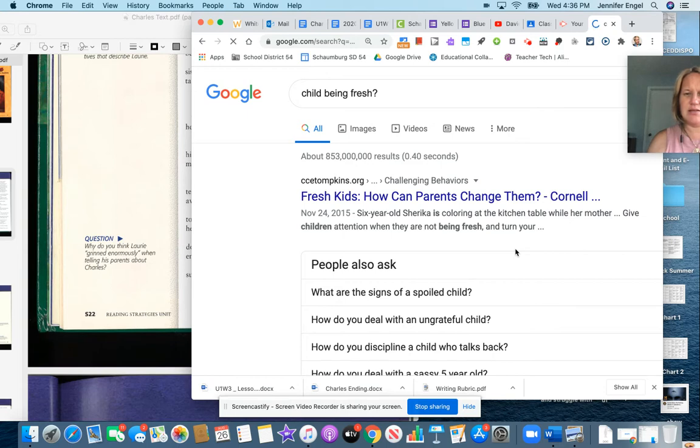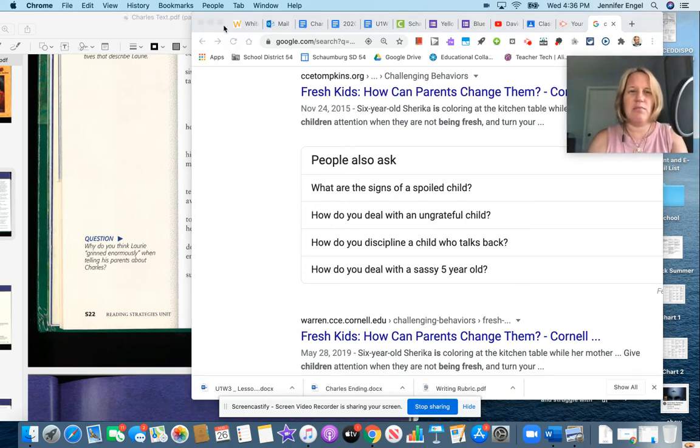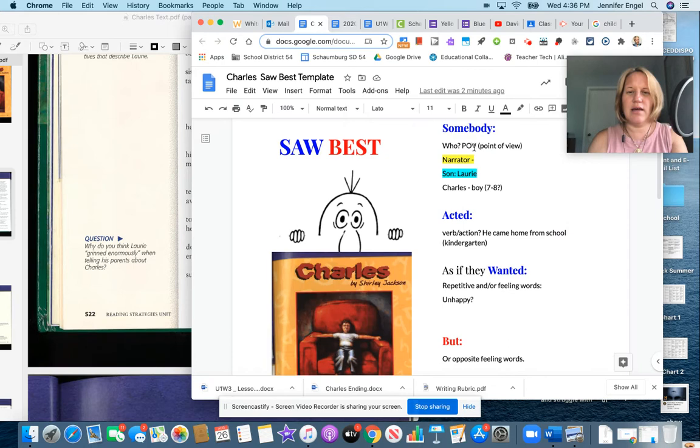Fresh kids. Oh, here we go. Spoiled, ungrateful, someone who talks back. So if I look at a child who was fresh, maybe I could say something like, so Charles is our third character. Now, kindergarten, that generally means about 5. So I was a little bit off on his age. So we have a third character here, Charles.